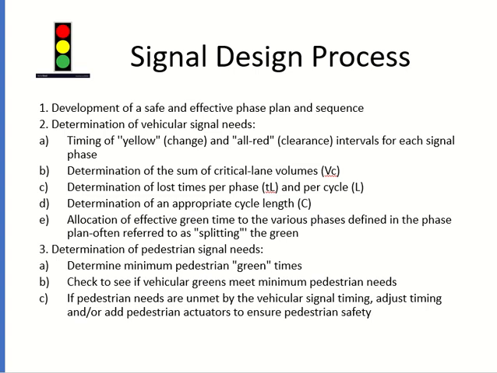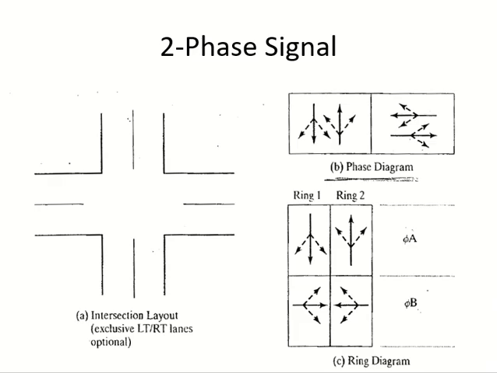Okay, yesterday we started with the process of signal design, and we went through the steps. There are three main steps for designing the signal. We start with the phasing plan, and then we start calculating the signal timings, and then the last one is pedestrian check. From these phases, we have just discussed the first one, which was how to develop the phasing plan. After you develop the phasing plan, you can show it with one of these diagrams, a ring diagram or a phase diagram.